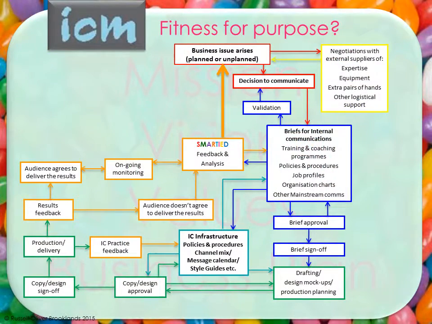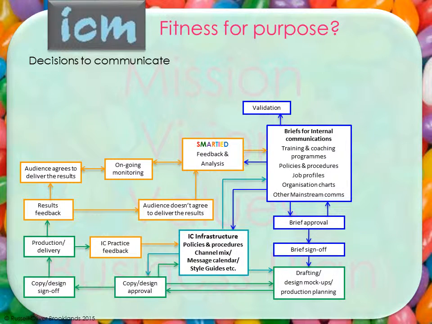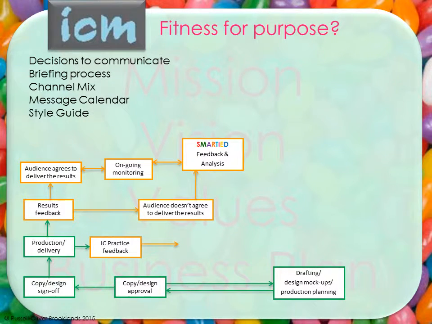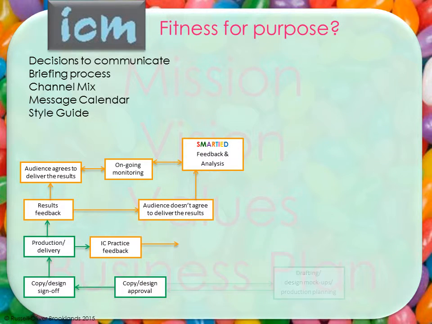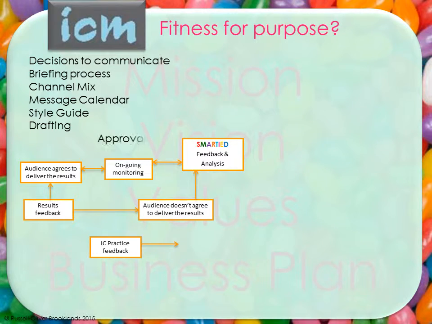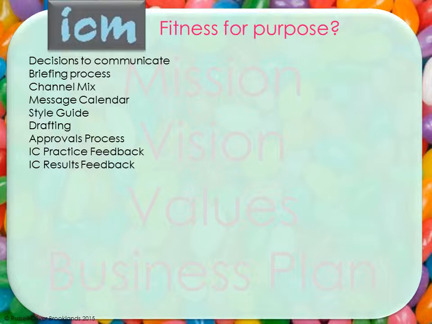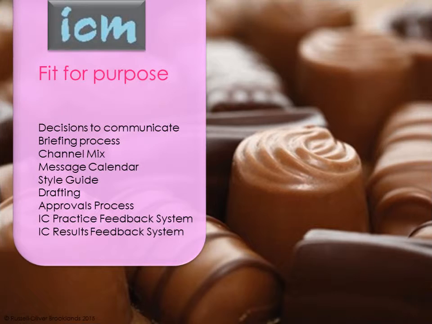Leaving aside the HR and finance roles, we can see that we need to start with the client's decisions to communicate. We also need a robust and complete briefing process, the channel mix, message calendar, which could include any campaign plans, and style guide need to be up to the job, as do people's drafting practices. Then there's the approvals process and the two feedback systems. One to keep tabs on the quality of the IC practices themselves, and the other to provide that all-important management information on what has to happen for employees to deliver specific outcomes. So if any of these need to be worked on, how do we do it?